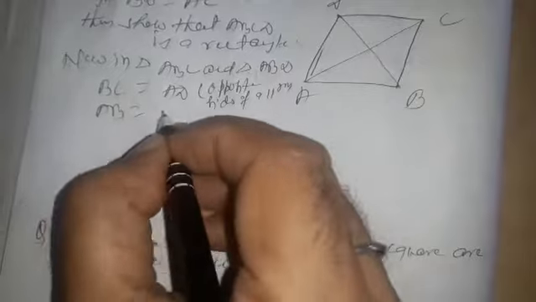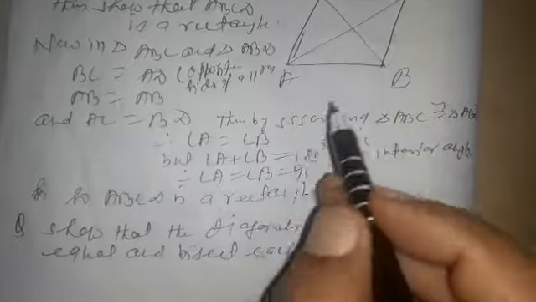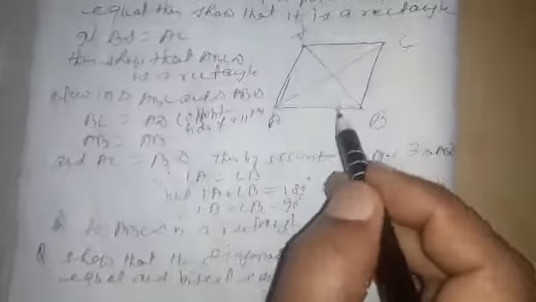AB is equal to AB and AC is equal to BD. Then by SSS criteria, triangle ABC is congruent to triangle ABD. Therefore angle A is equal to angle B, because both triangles are congruent. Angle A is equal to angle B.